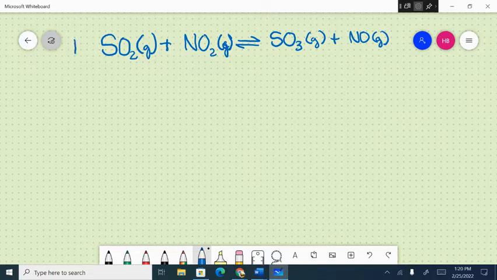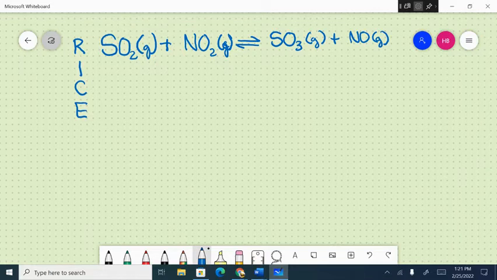So you're going to sometimes see these called RICE charts or ICE charts. The R just stands for the balanced chemical reaction. I tend to use ICE charts. I don't know, I guess I just like it better.